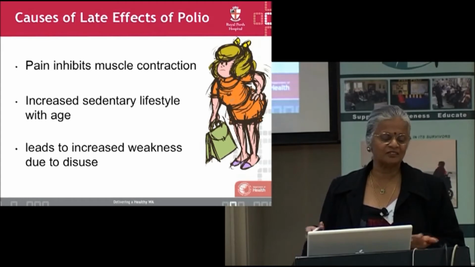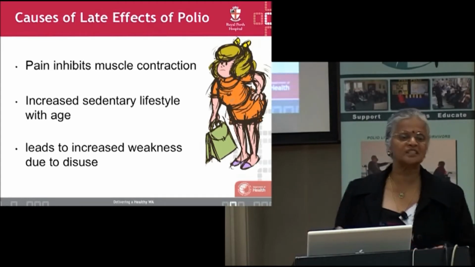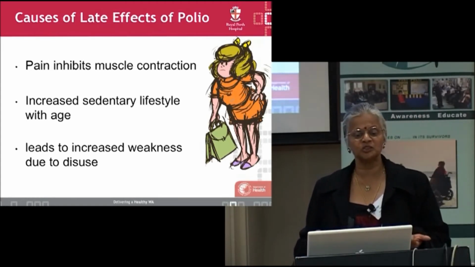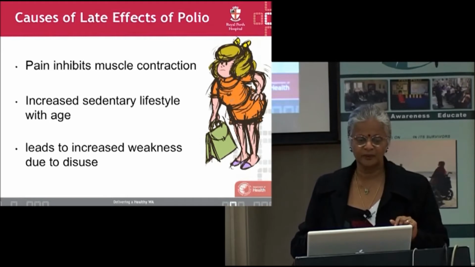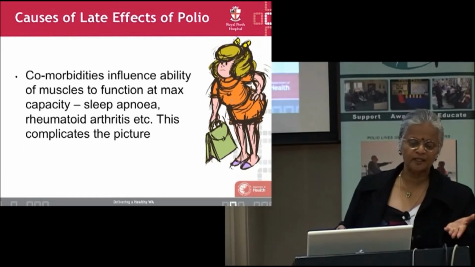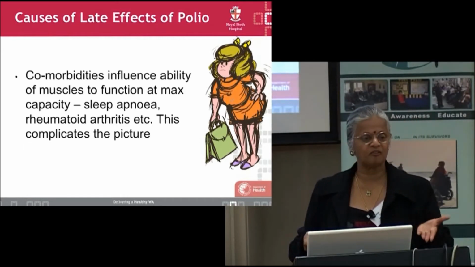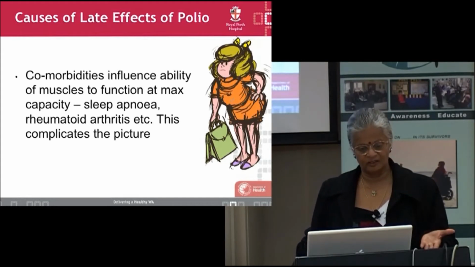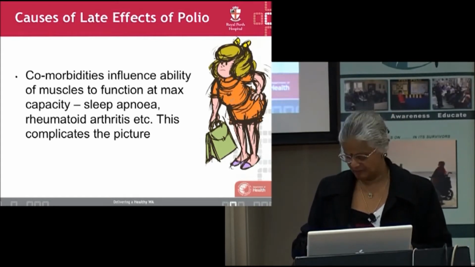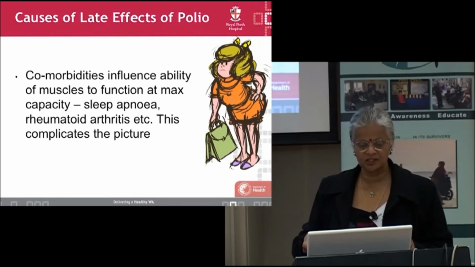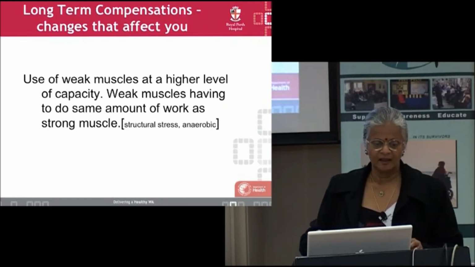So if you have a sedentary lifestyle, it leads to increased weakness due to disuse. That's the other one. So you've got disuse from sitting around. You've got disuse from asymmetry of your limbs. Okay? Two big causes. Then, of course, comorbidities. Again, I say sleep apnea is a very important problem. Please have it addressed. Rheumatoid arthritis, any arthritis is a problem. Have it checked out. Don't just take medications and say, I'm fine.